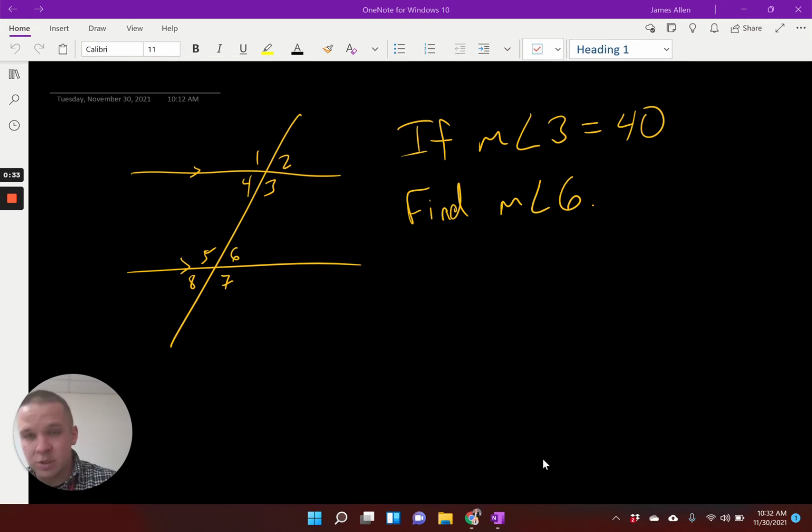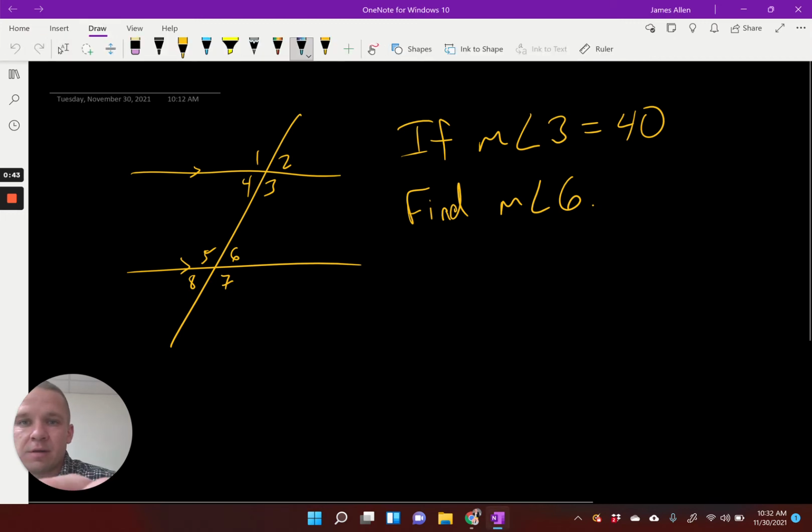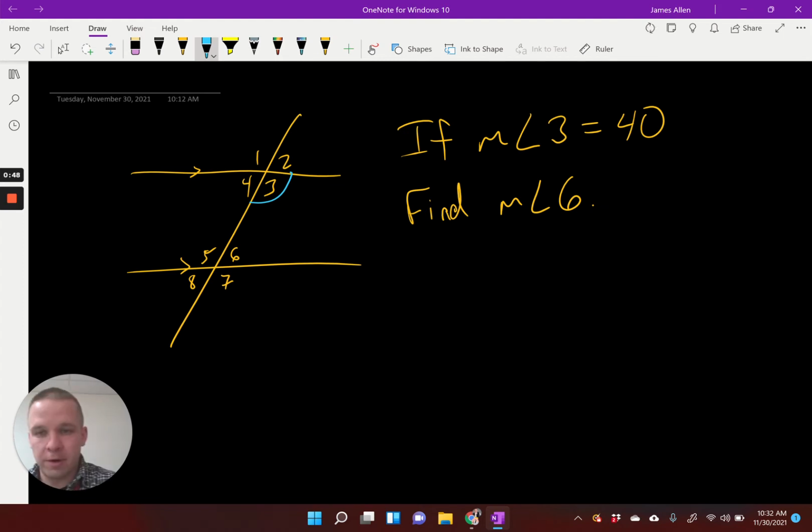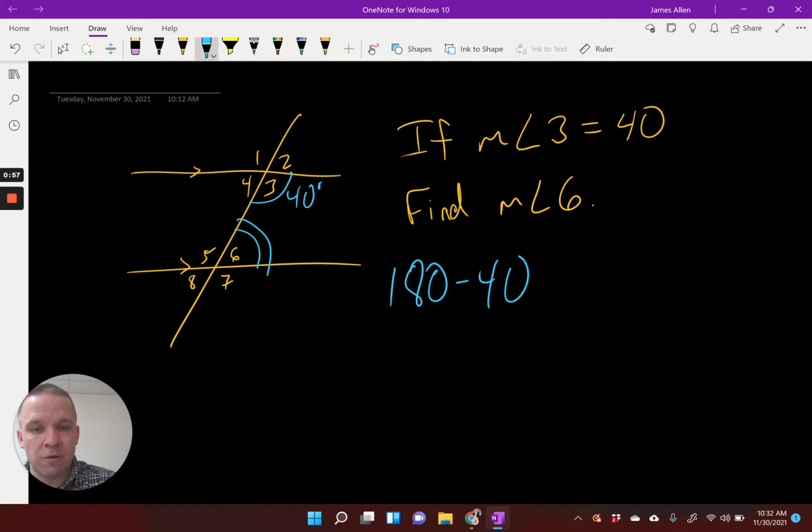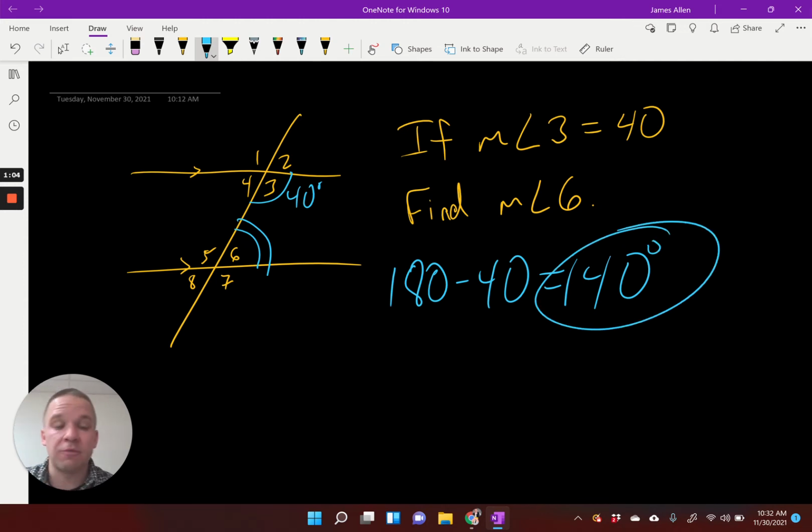All right, let's do this. So, first one. We've got those two lines that are parallel with the transversal. We know that the measure of angle 3 is 40 degrees. So, this guy right here is 40. The measure of angle 6, that's a same side interior angle to that, so they're supplementary. 180 minus 40 equals 140. All right, so 140 degrees for the measure of angle 6. Done with the first problem.